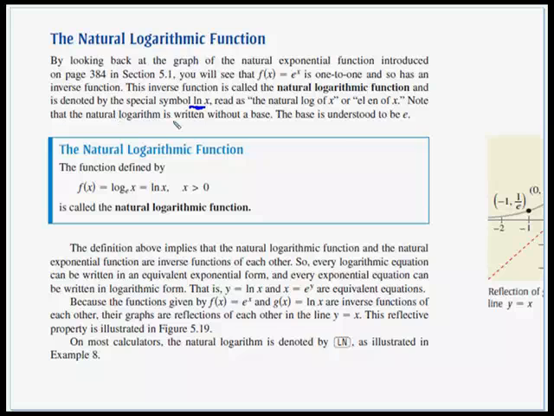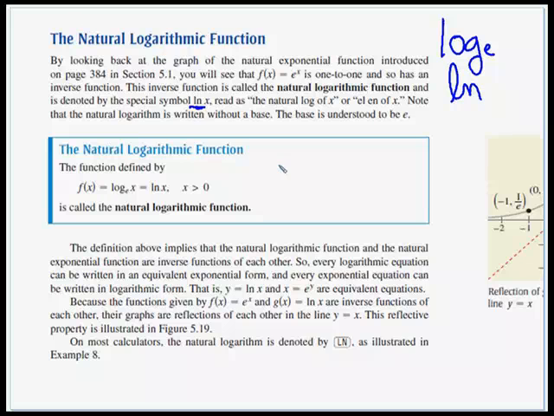Note that the natural logarithm is written without a base. The base is understood to be base e. So it's the same as log base e, but you never see this. They just call it the ln. And there is no base because that would be the ln of e.